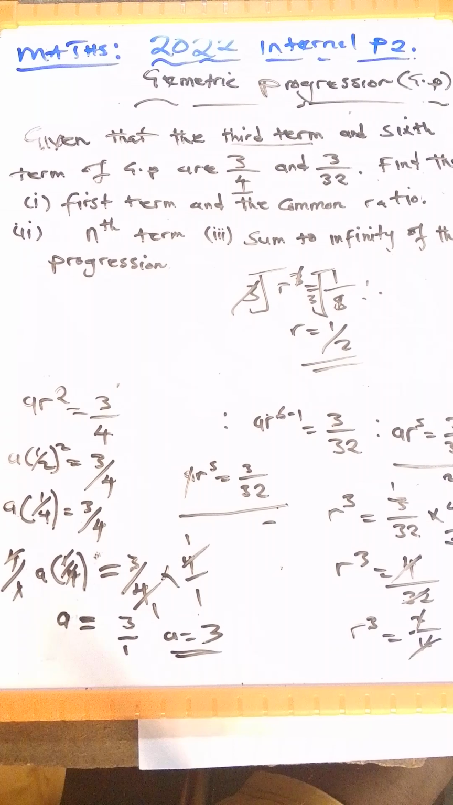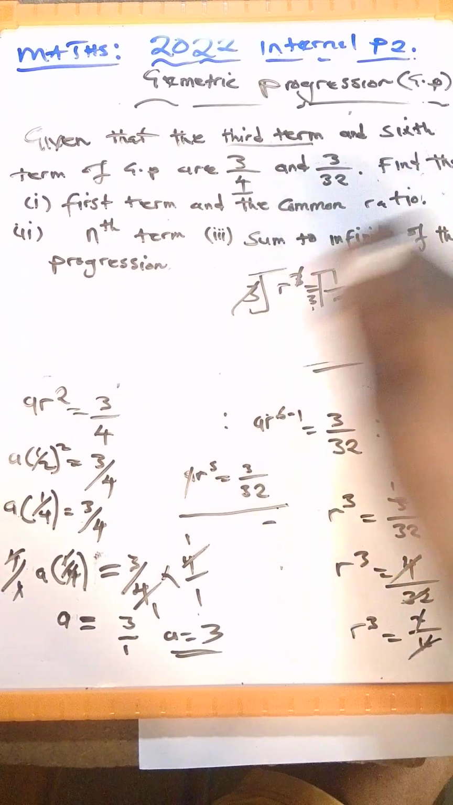So that is how we calculate the value of r and the value of a, which is the first term. So the first part of the question is done. Now, next we'll talk about the second part, the nth term. Now we can find the nth term in this way.